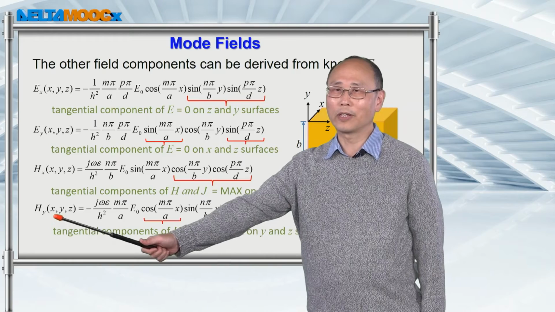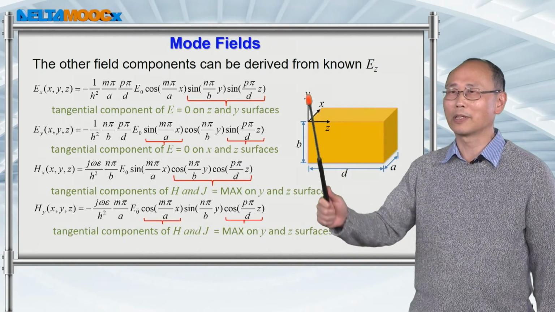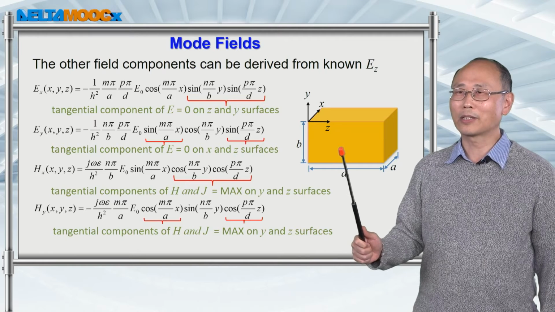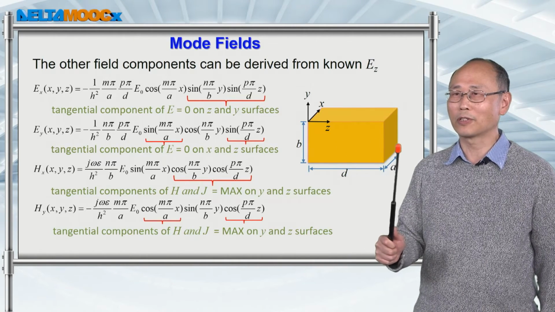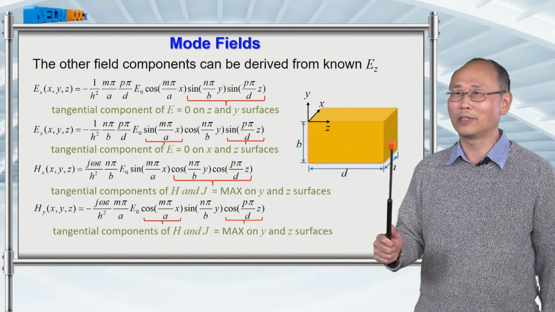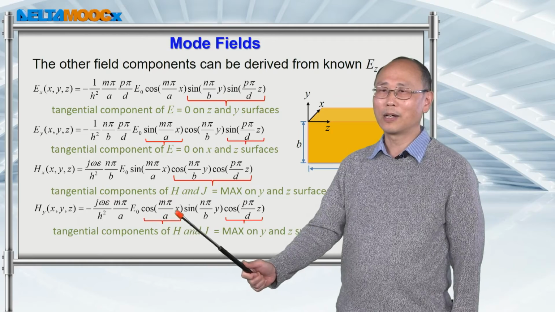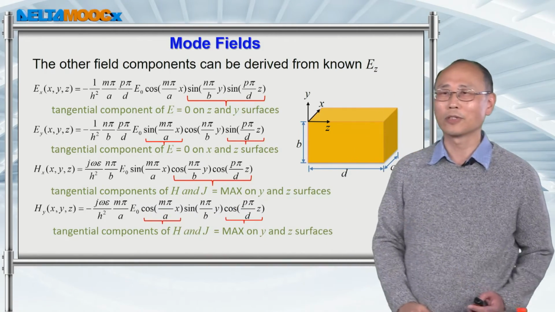Similarly, if you look into the Y component magnetic field pointing upward in this direction, this direction is tangent to this surface and also this surface. This surface is the X surface, and this surface is the Z surface. So along the X direction and Z direction, you have cosine solutions.